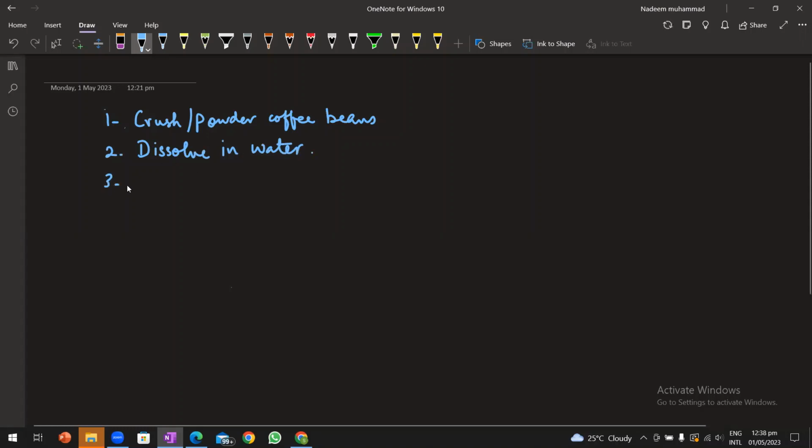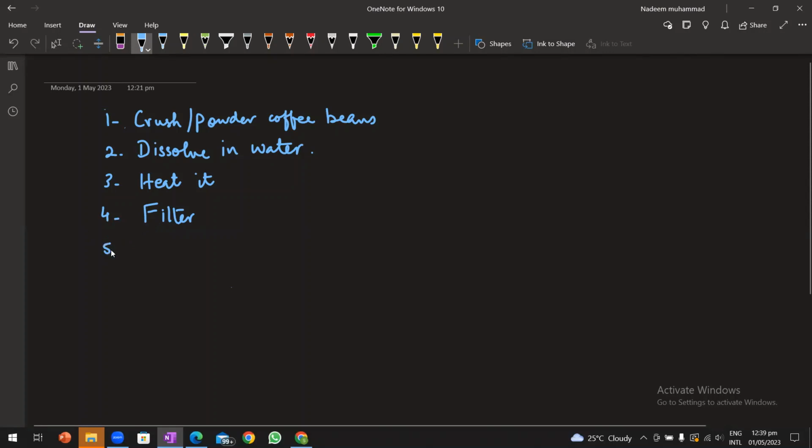Third, what should we do? We should heat it. And when we heat it, what will happen? The impurities and caffeine both will get dissolved in water. They will both dissolve in water. And in the fourth step, we can filter it. Why should we filter it? We can filter it just to remove any coffee grains that are still not dissolved in it. So we can filter it out.